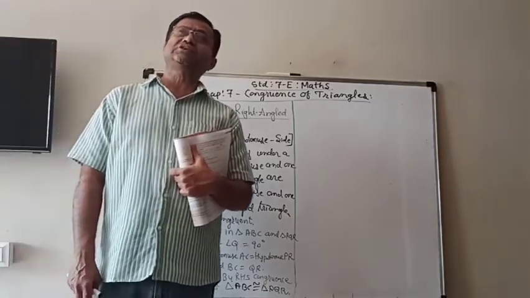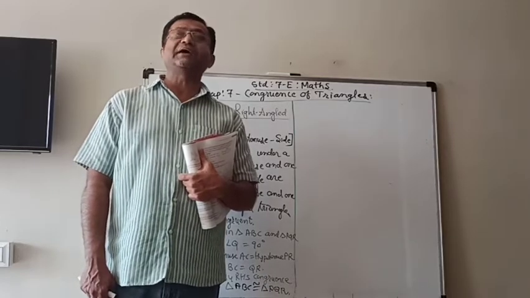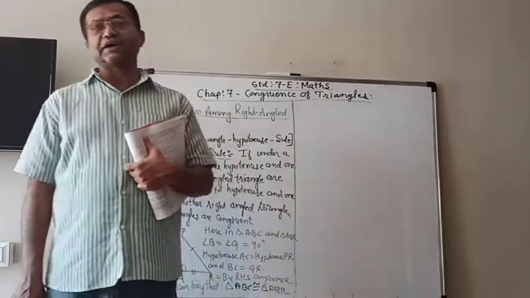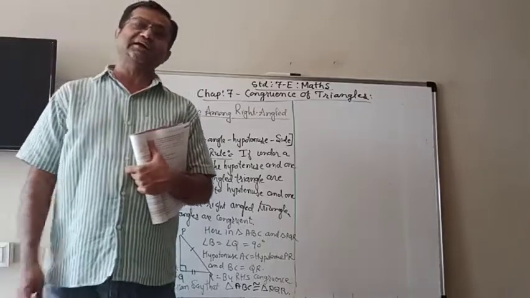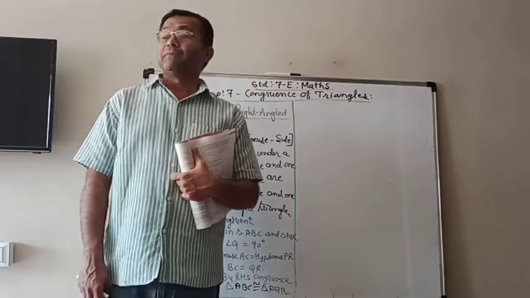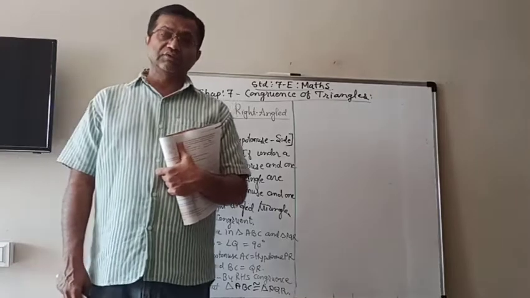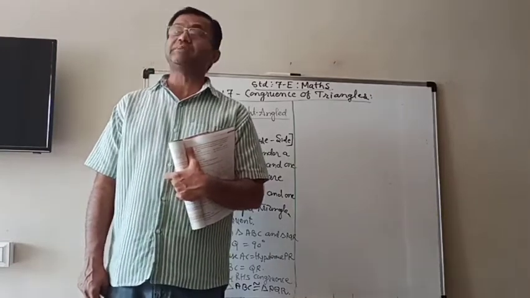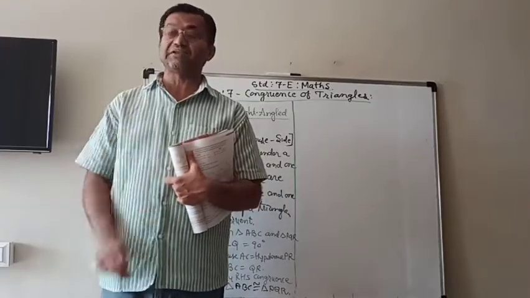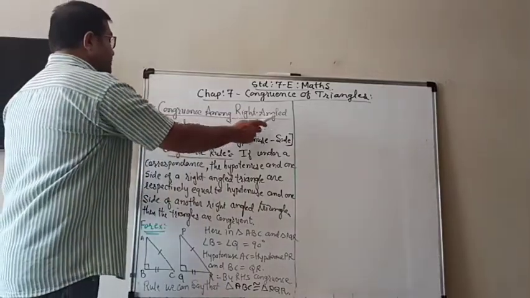In this situation, we saw that those triangles were of any type, means it can be right angle triangles, it can be obtuse angled triangles, or it can be acute angled triangles. But now the last congruence rule we are going to learn can be applicable only among the right angled triangles. So we are going to learn about the congruence among right angled triangles.